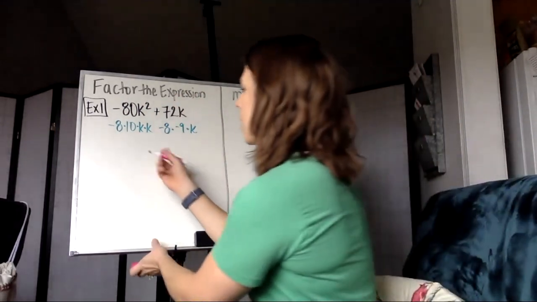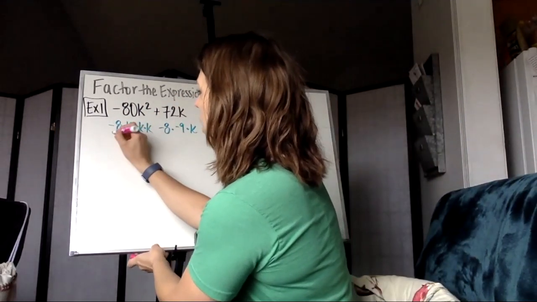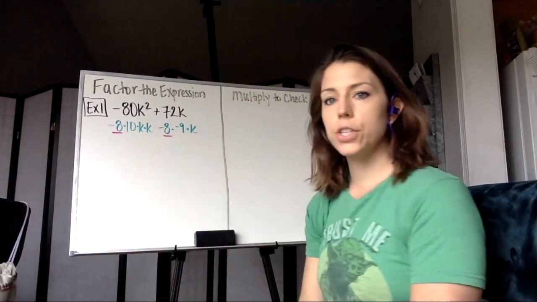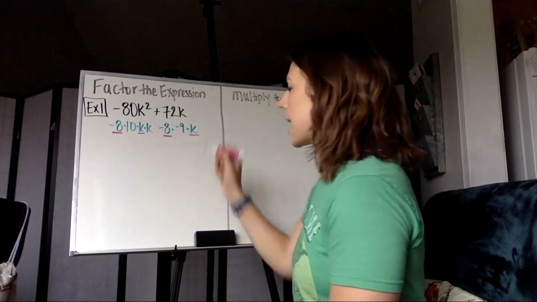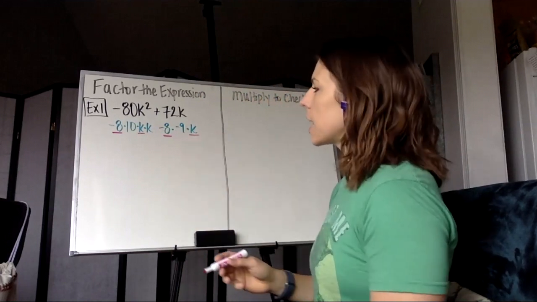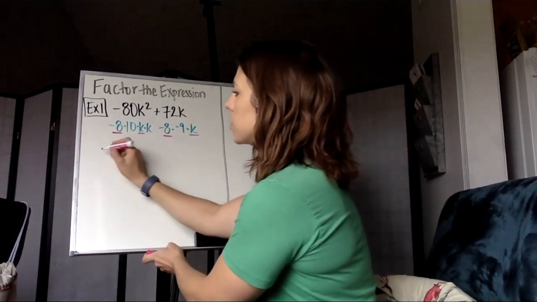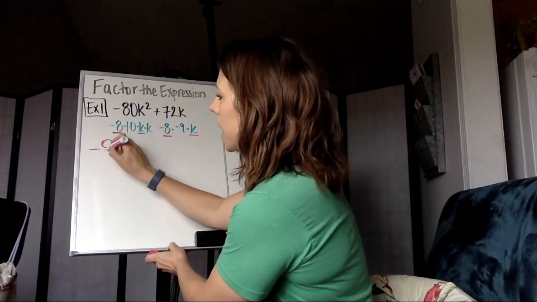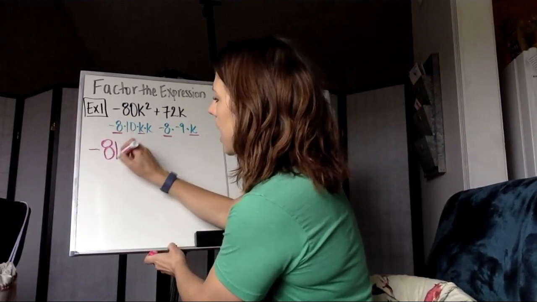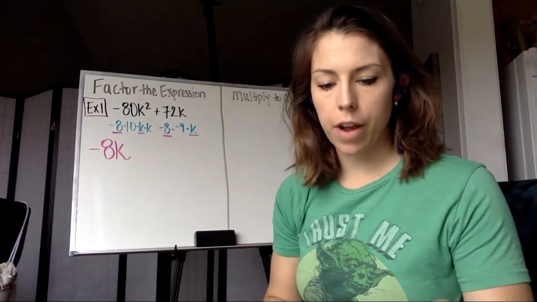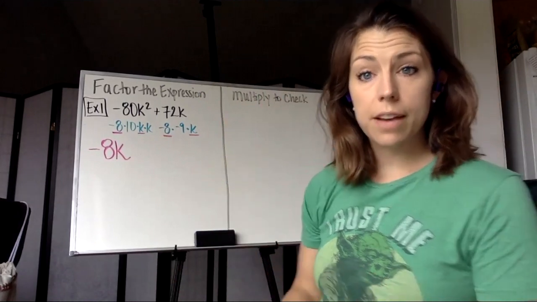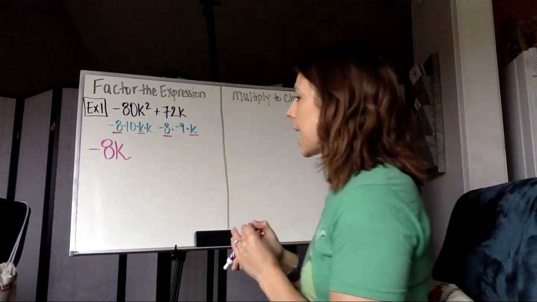What do they have in common? Well, we know they're going to have negative 8 in common. But what else do you see that they have in common? They have one of these K's in common as well. So that tells me that the greatest common factor here is negative 8K. Whatever they have in common always goes out in front. And then what are you left with when you take out the negative 8K?